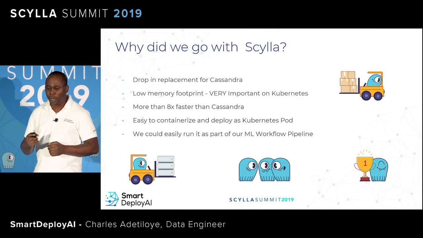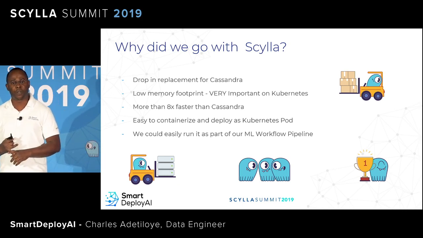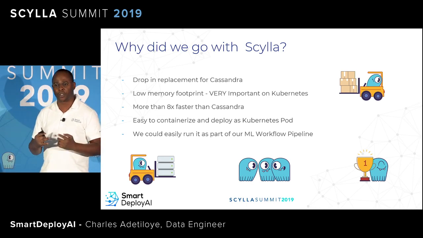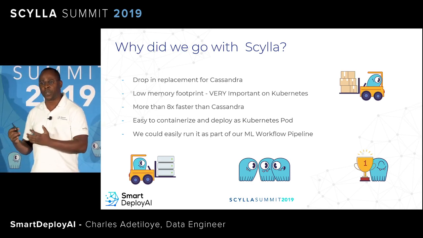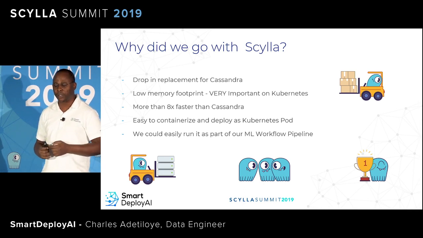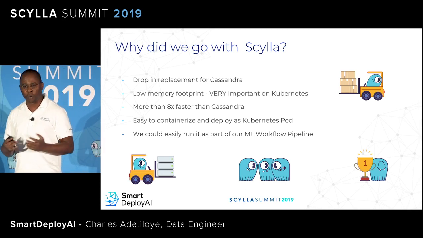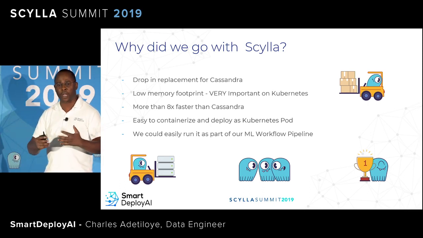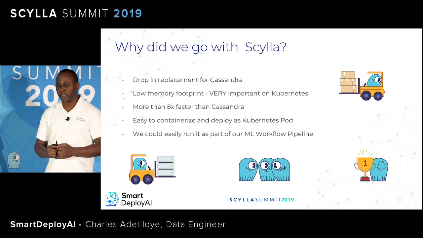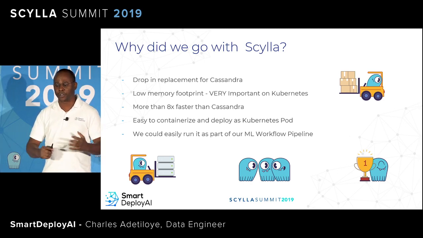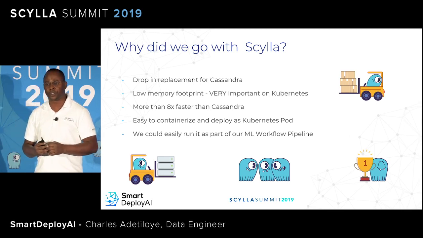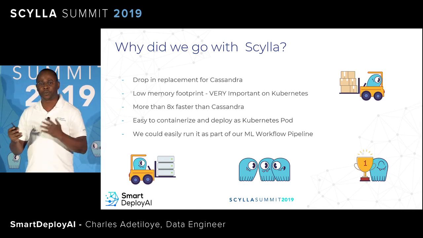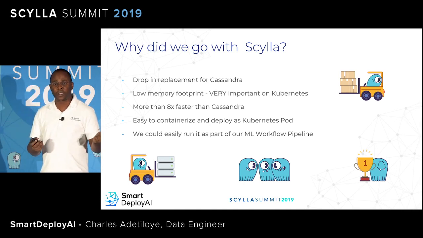For us, the main reason we moved to Scylla was that it was a drop-in replacement for Cassandra. All the queries and all the things that we're doing with Cassandra, we can just replicate easily on Scylla. It also has a low memory footprint. We work in a shared environment where everything runs in a Kubernetes namespace for a particular customer. For everything that runs in that namespace, the memory footprint requirement for Scylla was probably 10x reduced compared to what we had before, and it was 8 times faster.